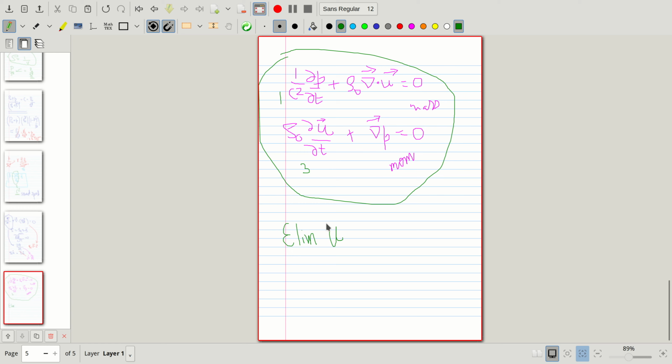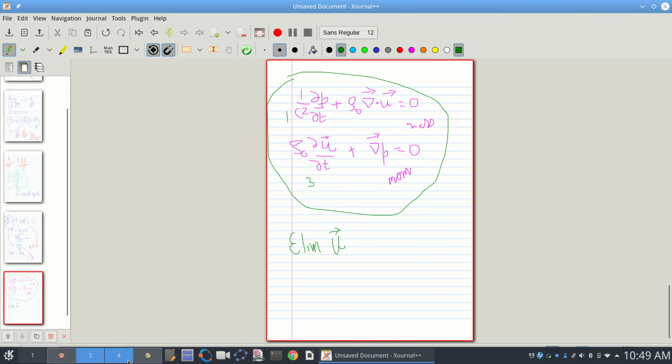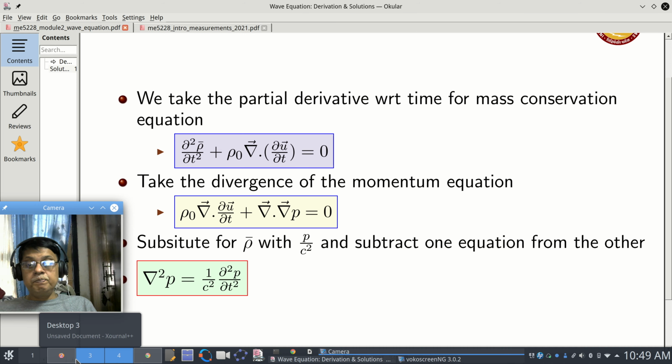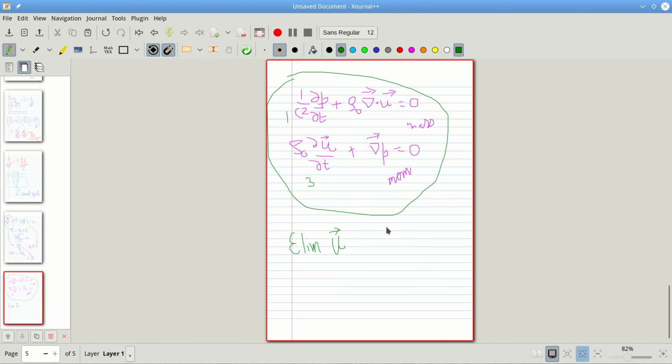So remember, u and p are related through this. We can kind of use this. So that we are going to do. And when we do that, let me go back to my slides. I will show you what we have done here. So if we take the divergence of the momentum equation, let me call this equation 2 and this is equation 1. So we do a del dot 2. So that is what we are going to do.